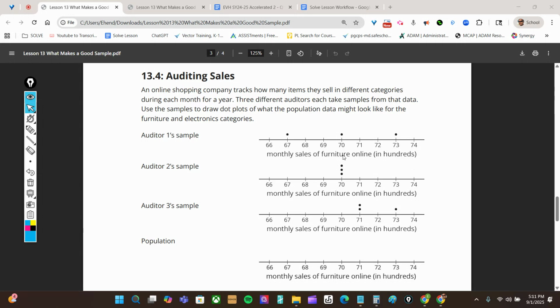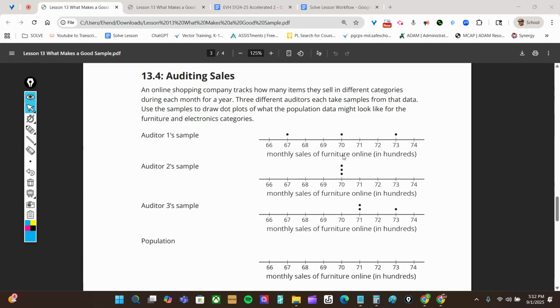All right, so they're trying to tell you to be careful with samples. Okay, so you notice that the population graphs are blank. Okay, so that's on purpose. In real life, you almost never get to see the whole population. All right, so we don't have a single point from everyone. So we use samples, and the rule says that a good sample has the same shape, center, and spread as the whole population. So look at these different auditor samples.